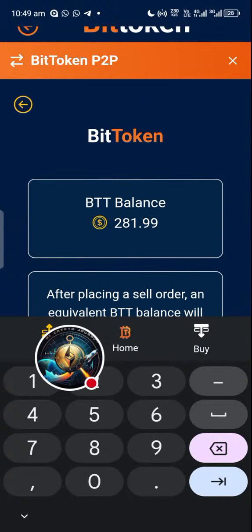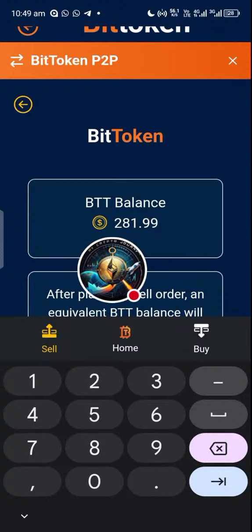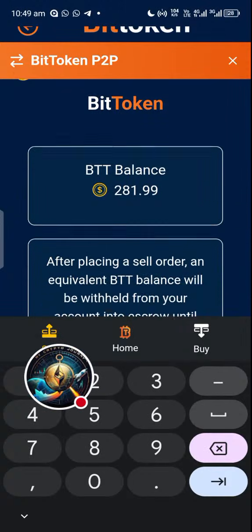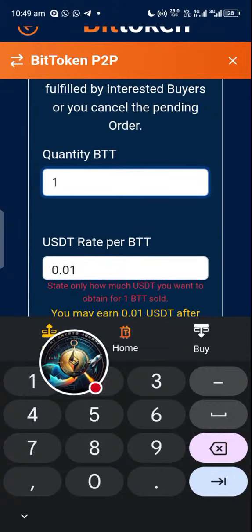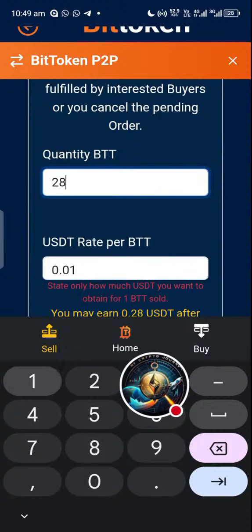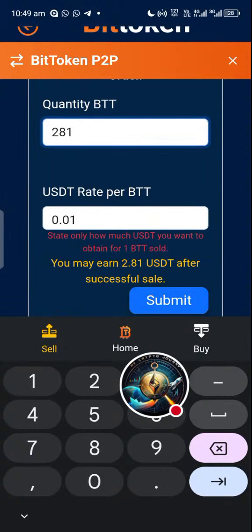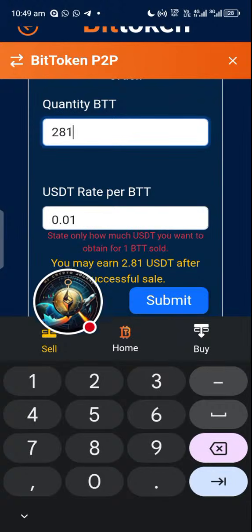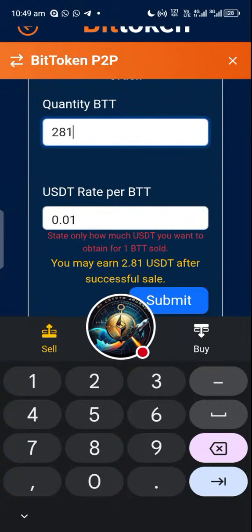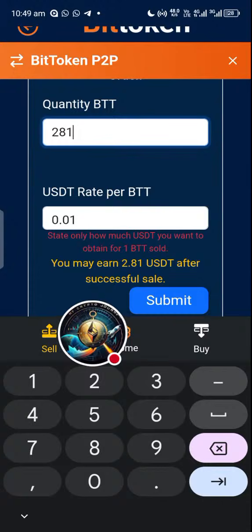I am not selling, all right, because this amount is 281. If I am selling 281, let's see what I'm going to get. All right, 281. Because I just got started on this platform, I will need to accumulate more BTT before I will think of selling, or I may even hold for the listing, because the expected listing price is $0.5.